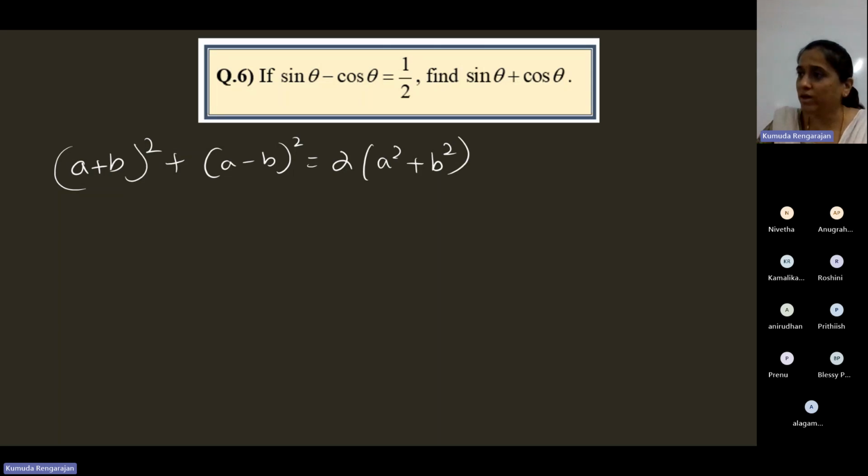(A plus B) the whole square plus (A minus B) the whole square is equal to 2 of (A square plus B square). We'll use this in a few other questions also, which involve sine theta and cos theta. So the start is understood? Then you know the answer. If you use this identity, it will just take you to the answer. No effort. The effort is only to remember this identity, and to remember to relate or use this identity for a question like this.